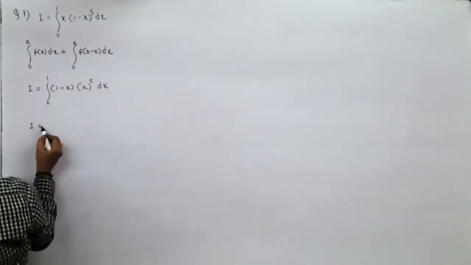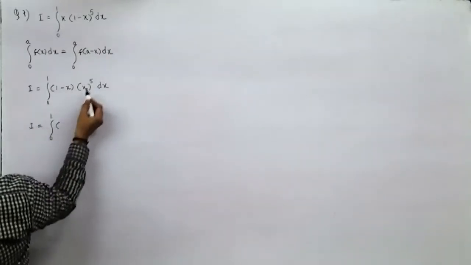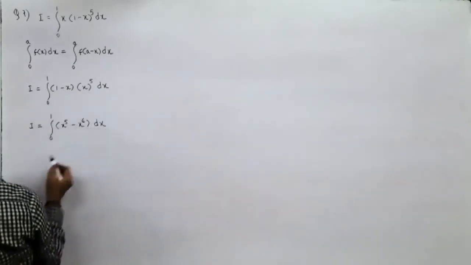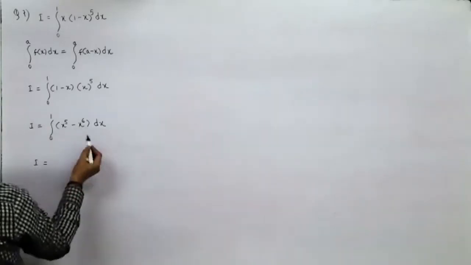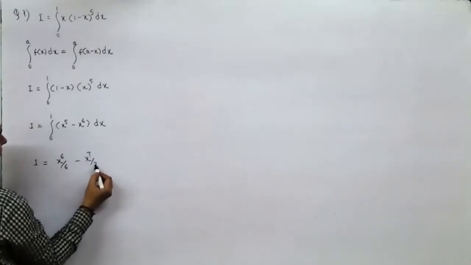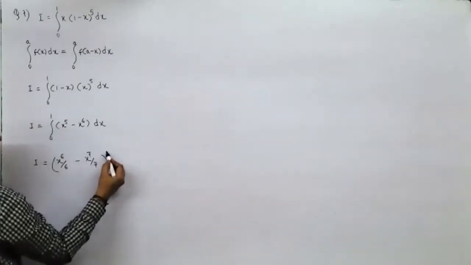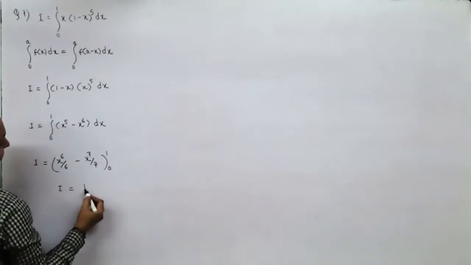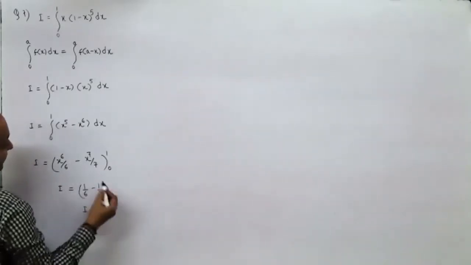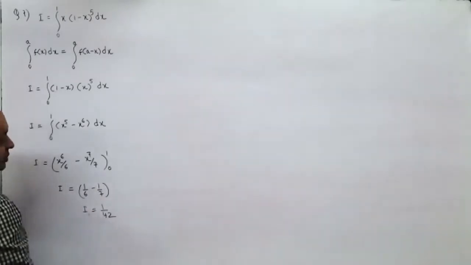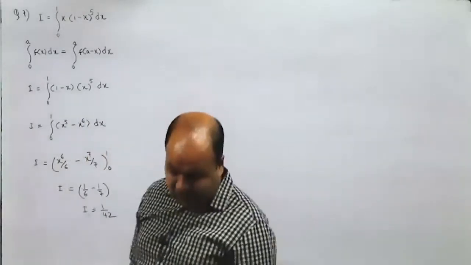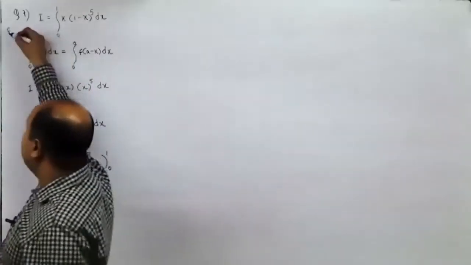So this would be 0 to 1, x raised to 5 here minus x raised to 6 here. I would be equal to, when you take separate, you get x raised to 6 by 6. This is x raised to 7 by 7, and divide, this is 1 0. When I take 1 first, 1 by 6 minus 1 by 7, and then 0. So I is 7 minus 6, 1 upon 42. This is question number 8 of exercise 6.2.